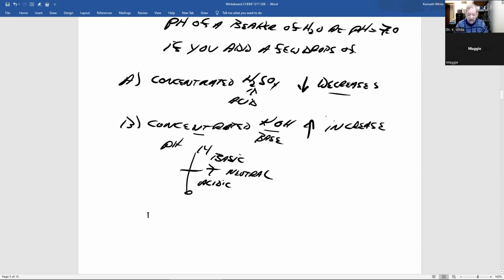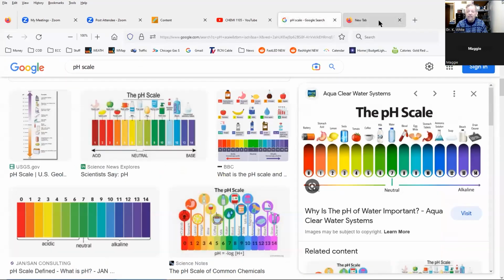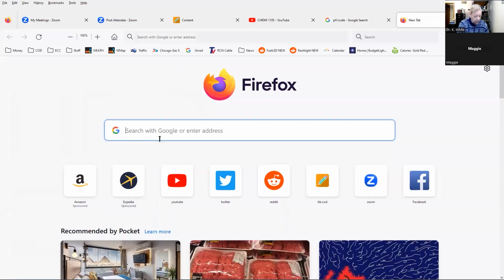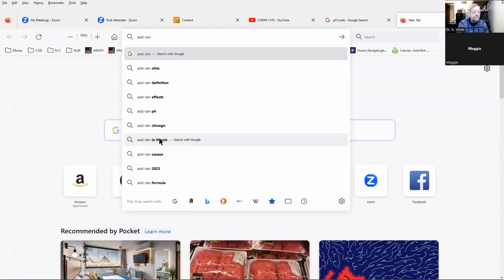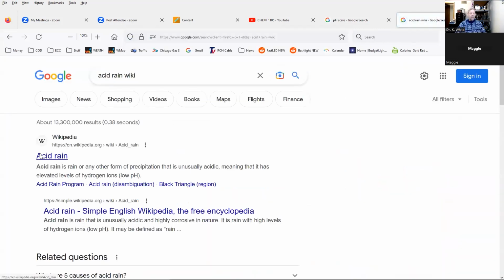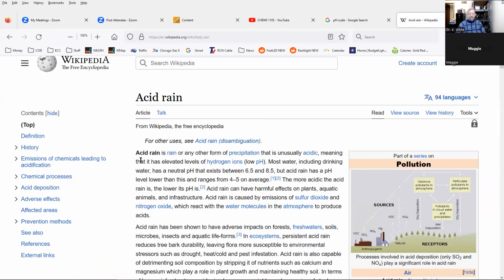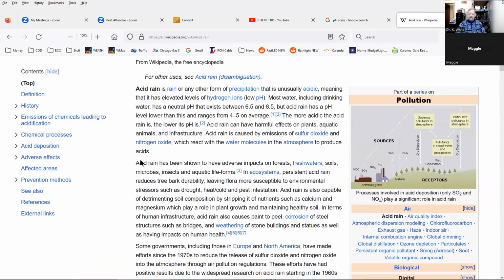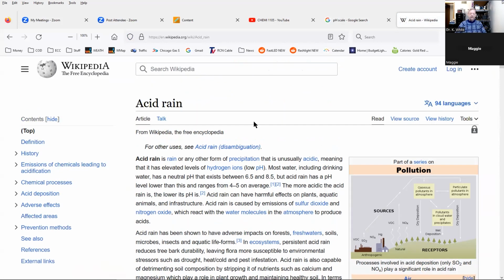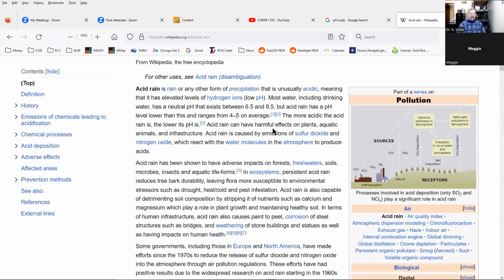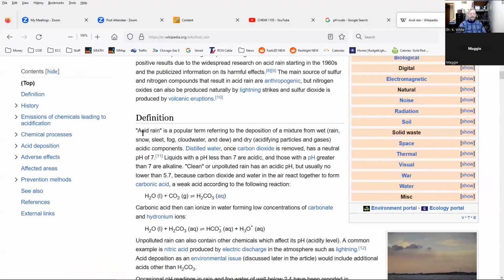Now, there's something I shouldn't talk about right now that you know about what's acidic, what's basic. All right, I'd like to talk about something that was a major problem in the United States back in the 1970s and 1980s, and also in Europe too.